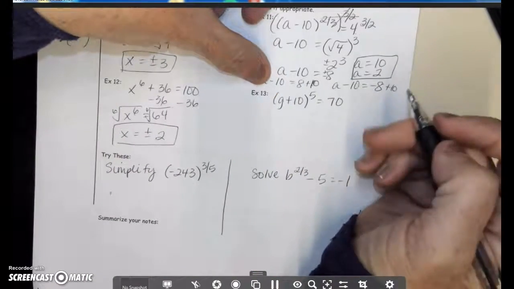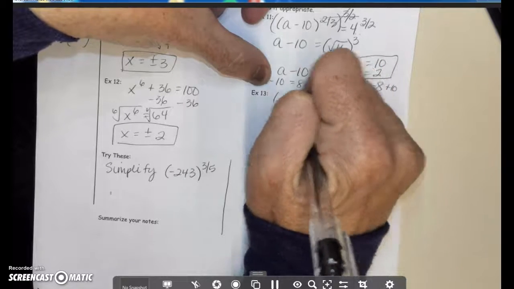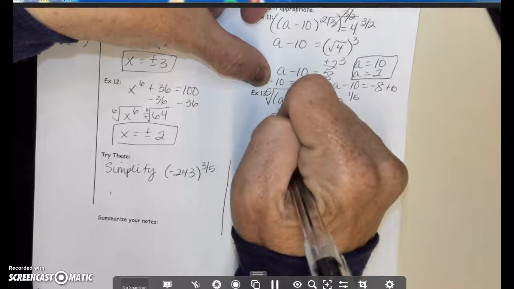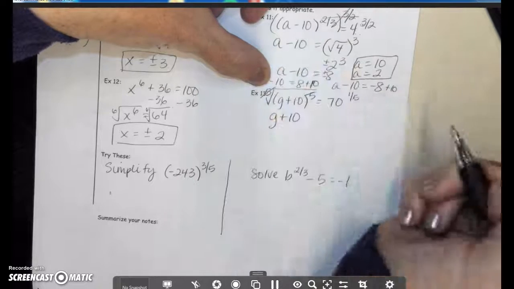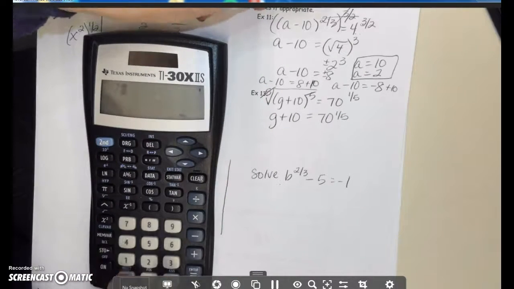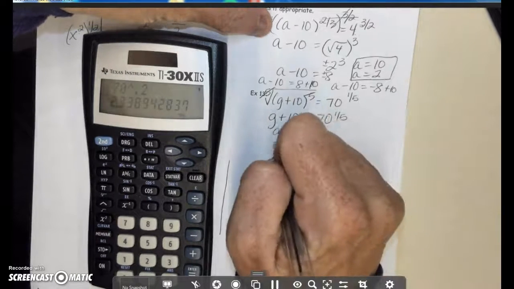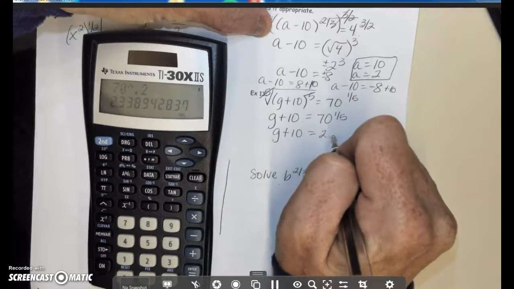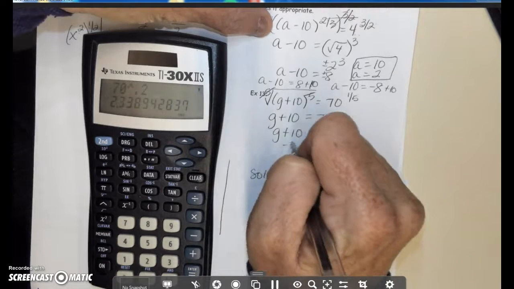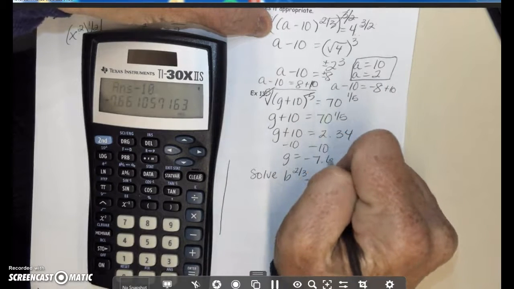Okay, so on example 13, I'm going to raise that to the 1/5 power, or take the 5th root. Either way, actually on this side I'm going to write it as a 1/5. So g plus 10, these are canceling each other out, equals 70 to the 1/5. I can pop that in my calculator, and I would have 70 to the 0.2, because 1/5 is equal to 0.2. And that gives me 2.34. You can round it off to 2 decimal places, that's fine. Subtract 10. So g would equal negative 7.66.